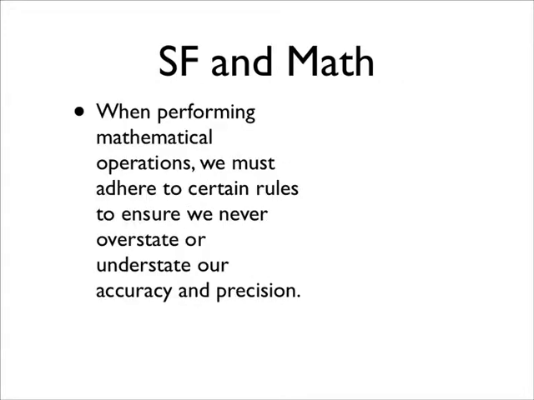Alright, so we've counted our sig figs, and that's pretty simple. We just got to remember when our zeros are significant. Now, when we're doing math with measurements, so when we're multiplying or adding or dividing or subtracting measurements, we need to make sure that we adhere to some certain rules so as not to understate or overstate how good our measurements are. So the math and sig figs, we have some definite rules.